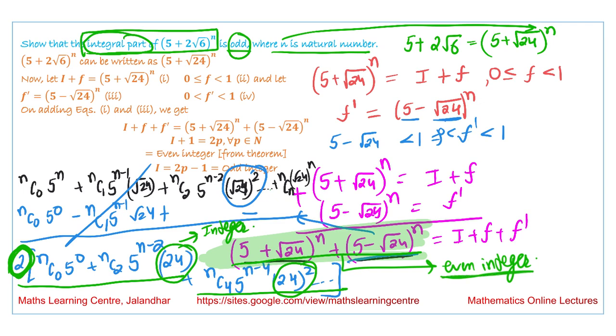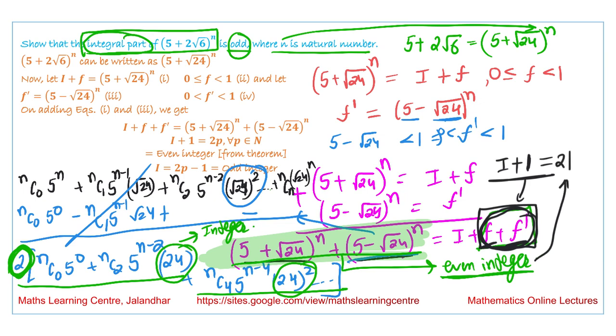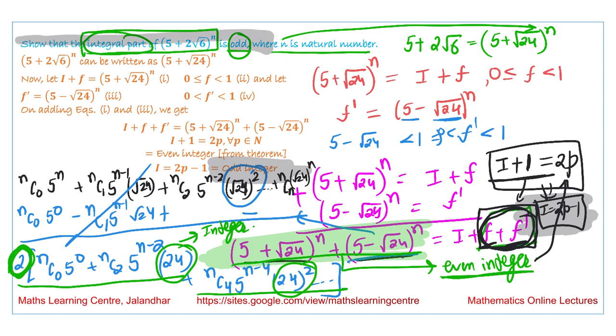If this term is an even integer, we are saying this is f plus f dash. So what we have obtained from combining all these results is that I plus f plus f dash, where these are the fractional parts, numbers less than 1 but not equal to 0. So clearly this number will become I plus 1, because f plus f dash will be equal to 1, and that is equal to an even integer, means it is some 2p. So this implies that I is equal to 2p minus 1. So the final result is an odd integer. And this is what we have to show, that the integral part of this number is odd.